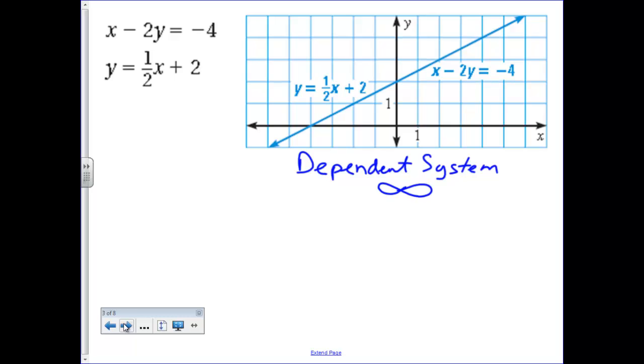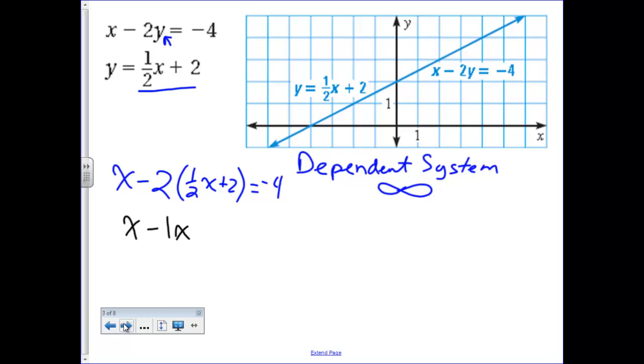And if we solve that with one of our methods of solving systems, let's say we use substitution. So in place of y here, we're going to substitute all of this, so we end up with x minus 2 times 1/2 x plus 2 is equal to -4. Then we're going to distribute the 2, so we have x, that's going to be a -1x, and that will be a -4 is equal to -4.